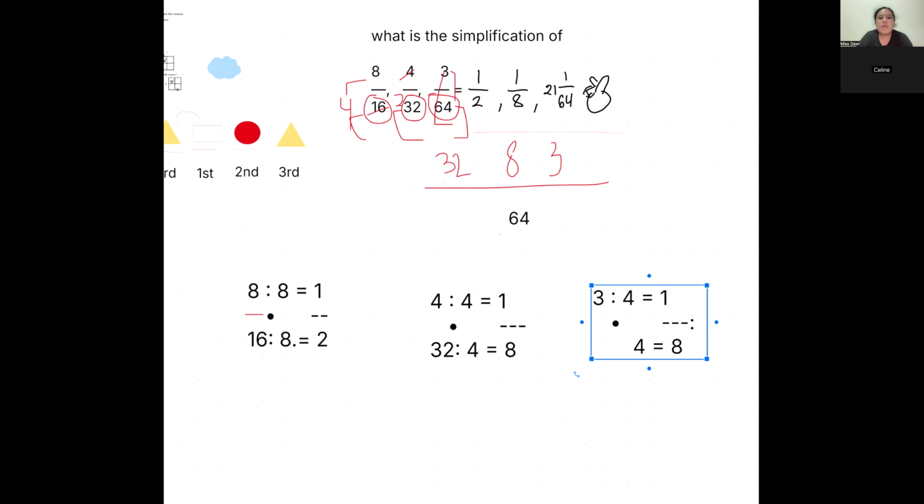Same with this, 3 divided by 1, 64 divided by 1. So the answer is still 3 out of 64. So it's not changed at all. Only this one. Same with this actually, 6 out of 64. So the answer is 1 out of 2, 1 out of 8, and 3 out of 64. No problem, Celine.